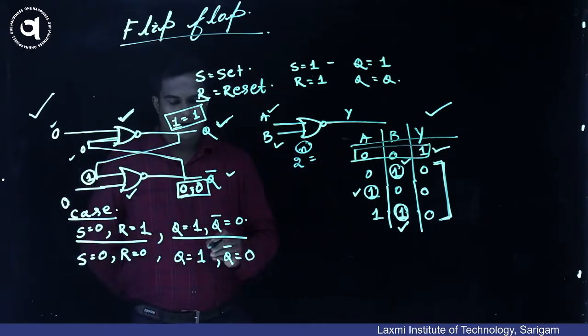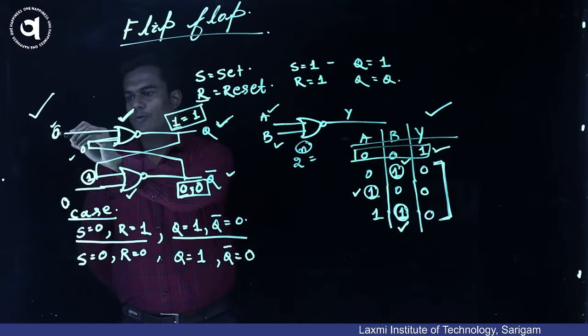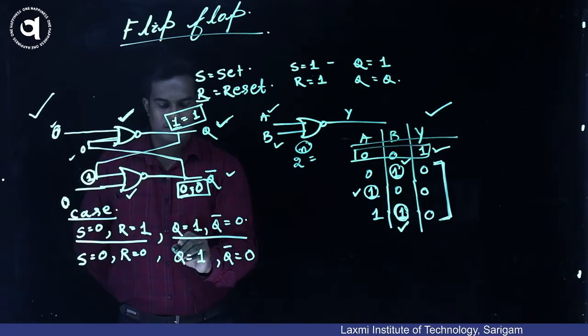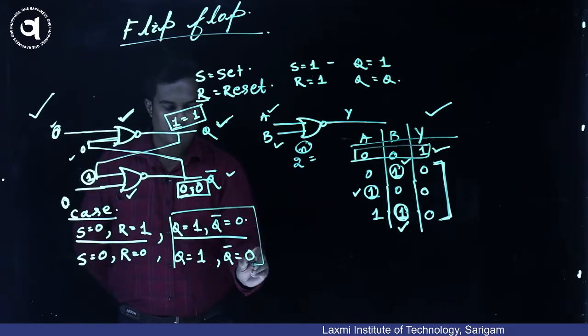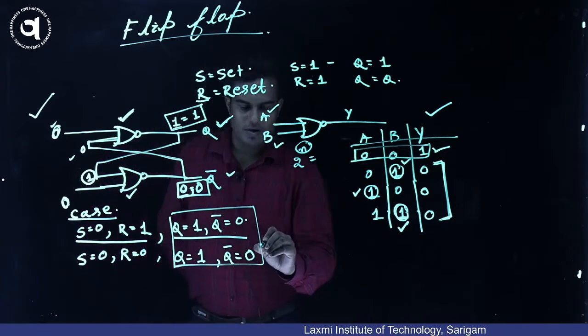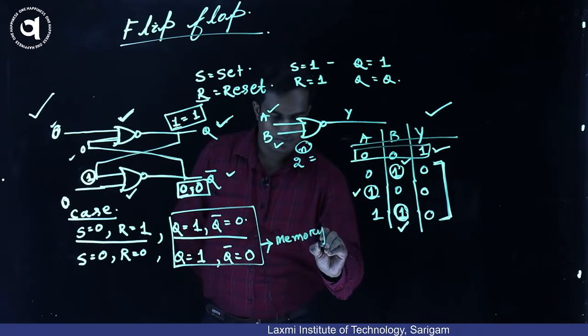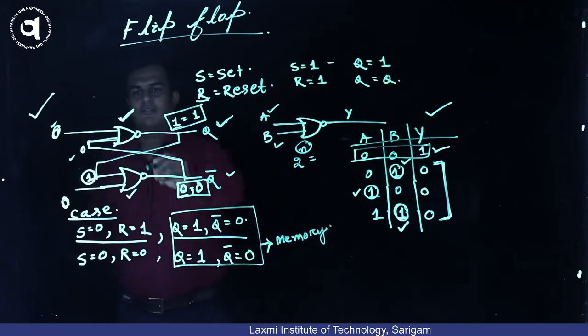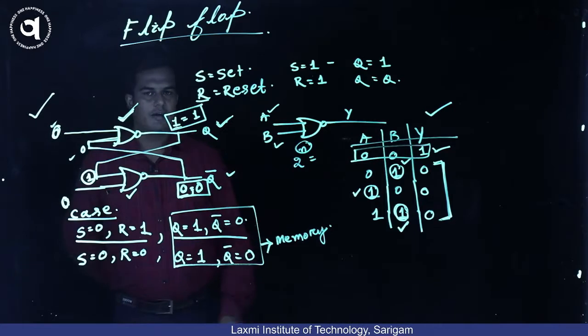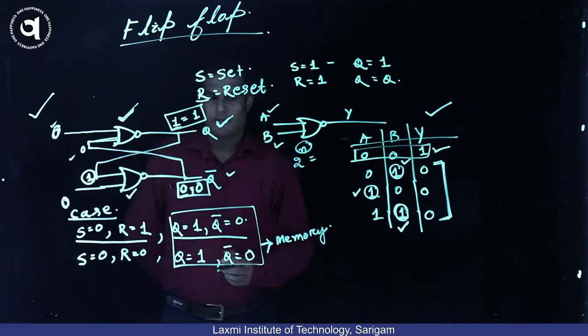So I can say that when I am removing both the inputs, it is maintaining the same output. You can match, both the outputs are the same. So it is working like a memory. This SR latch is working like a memory. Even if I remove the input, it retains the previous value.